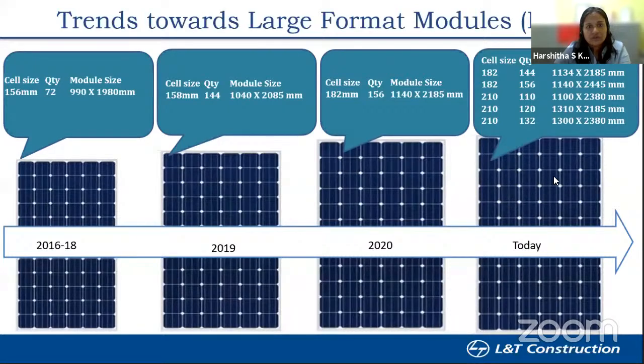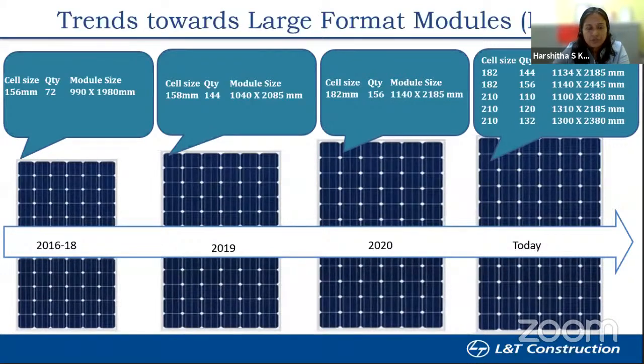So the trends towards large format modules, as you can see, with the changes in these modules, you are seeing this change in the cell size. The cell size has increased from 156 mm in 2016 to almost 182 format right now, 182 and 210. So there are a few module manufacturers who are collaborating for 182 mm cell size, while others are collaborating for 210. And depending on the cell size, the layout, and the configuration, you are seeing variation in the module size as well.